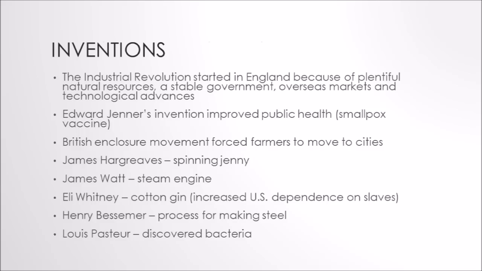The Industrial Revolution created many inventions and urbanization. It started in England because of plentiful natural resources, a stable government, overseas markets, and technological advances. Edward Jenner invented the smallpox vaccine. The British enclosure movement forced farmers to move to cities.